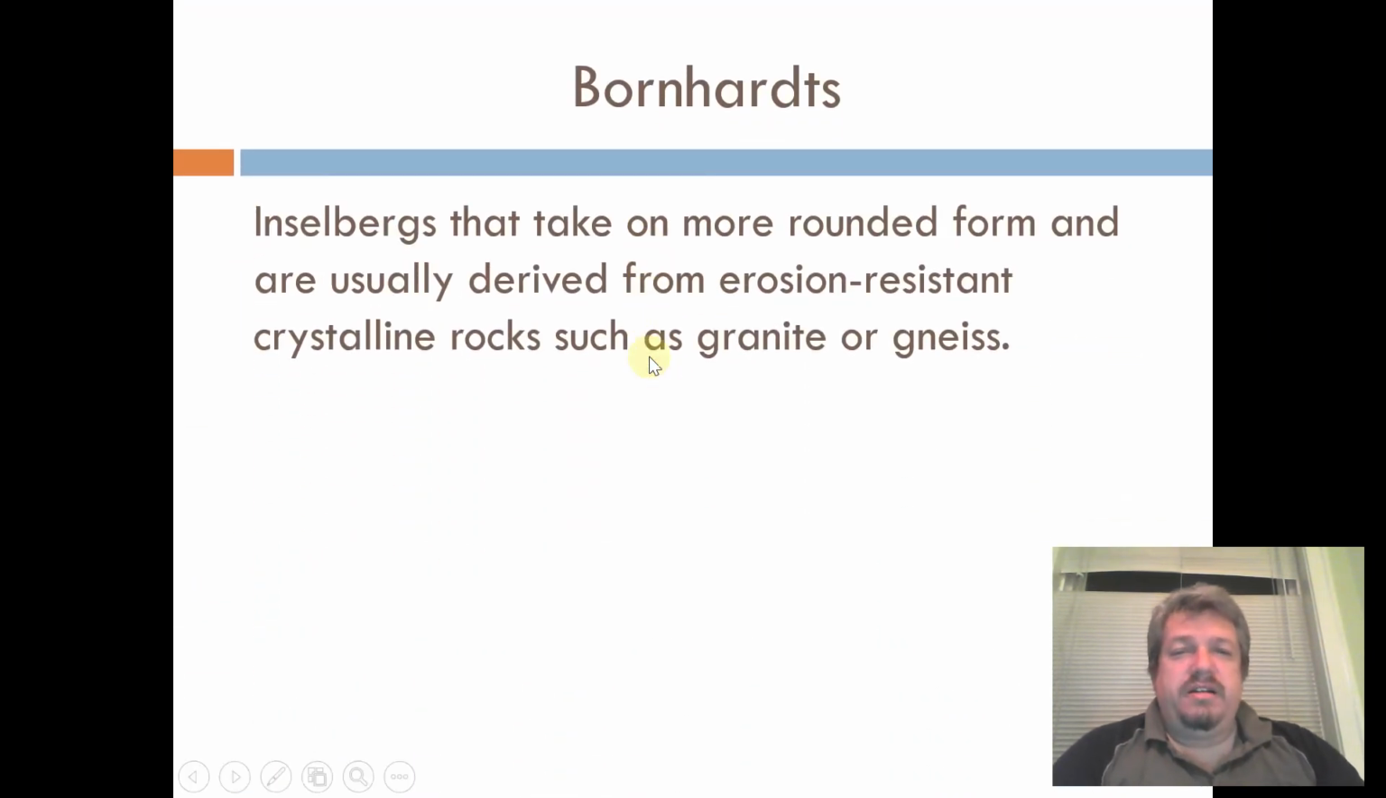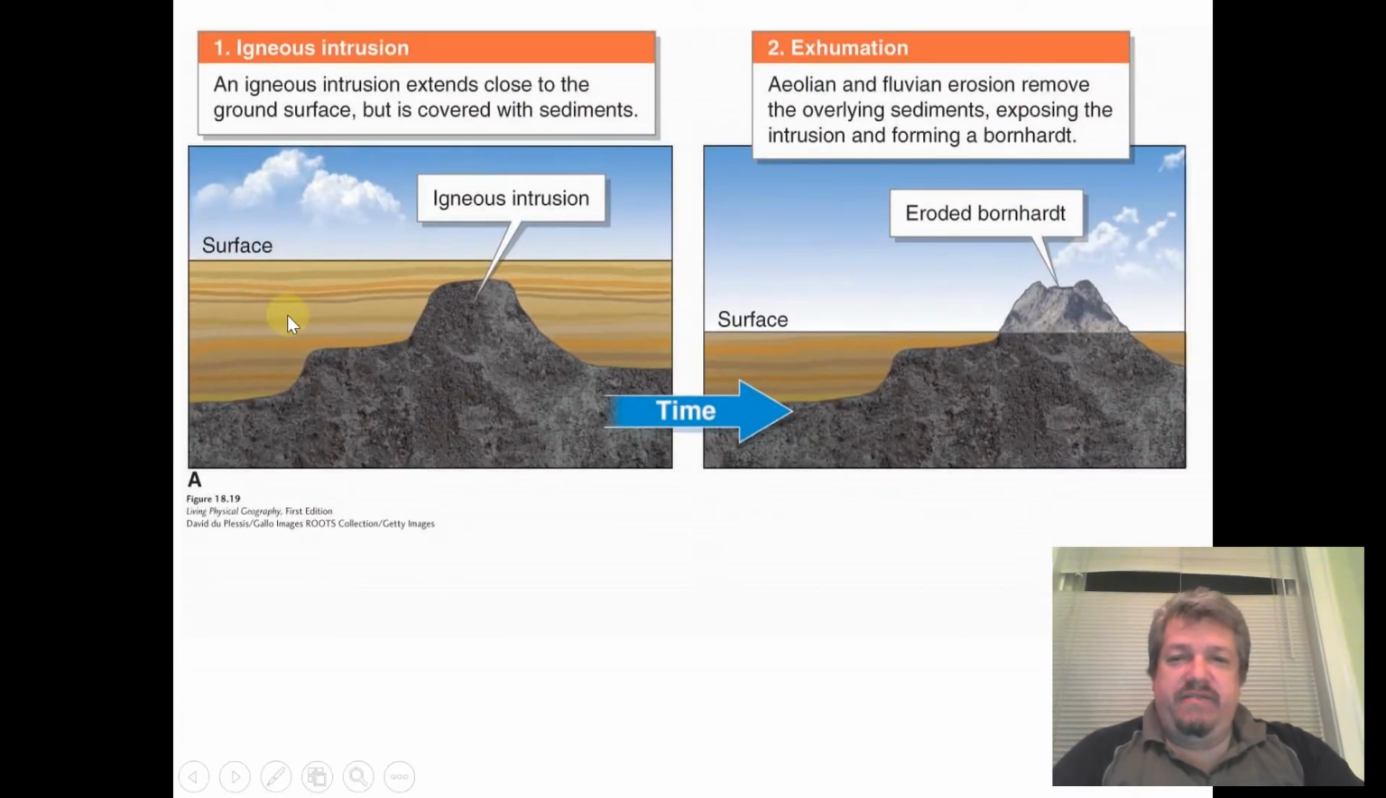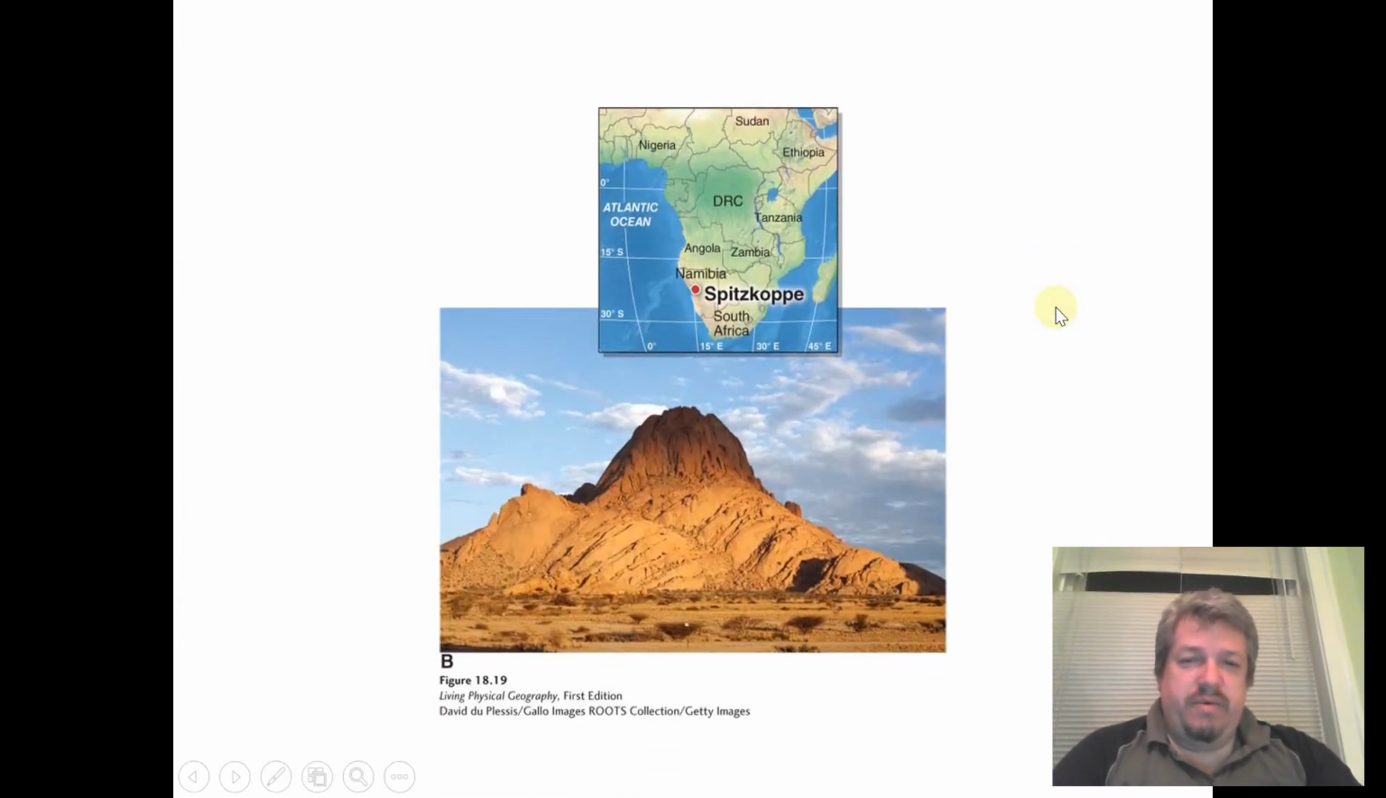A bornhardt is just an inselberg that looks more rugged because the rock that is created is a stronger rock, right? So what happens is you get this. Here you have this igneous rock, the surface wears away, and you get this. It just looks a little bit rougher. Here's kind of what it looks like.